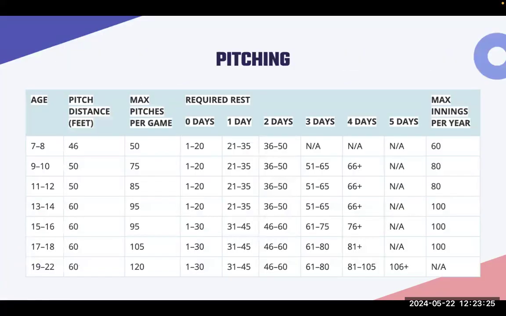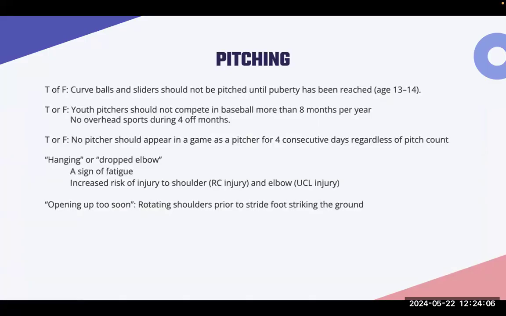I have seen a question about pitch counts and just the maximum number of innings per year based off of age. I don't know how many times I'm going to look at this table and not memorize it, but essentially, when we look at max pitches per game, around 7 to 8, it's 50. By the time you get to 100, you have to be about 16, 17. So that's about double or just over double. So just keep some of these numbers in mind. Max innings per year, when you start at 7 or 8, is 60. Getting up to 100, you have to be at least 13, 14. So again, try to memorize these because they love to ask these questions.